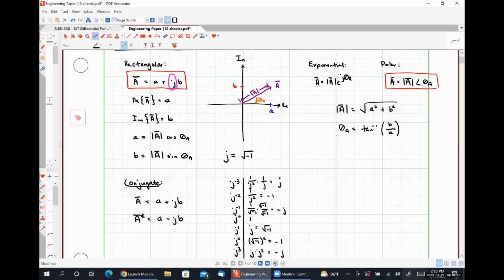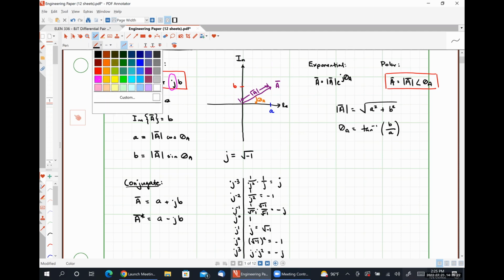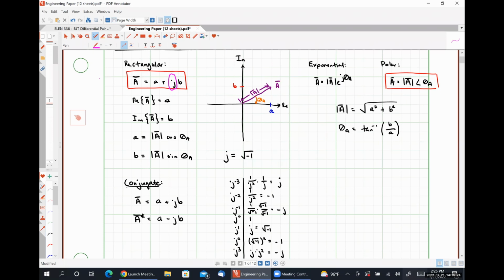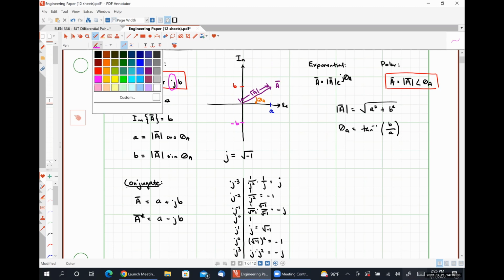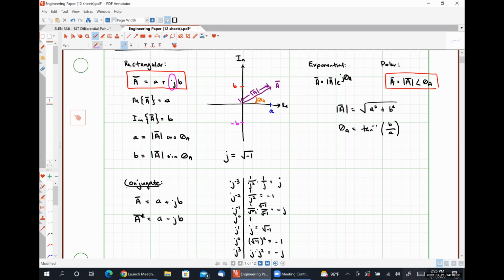So the conjugate operation changes the sign on the imaginary part of the complex number. On our representation of A on our complex plane, we would simply go down negative b units instead of positive b units, and we would wind up getting this number, which I'll designate as A conjugate.